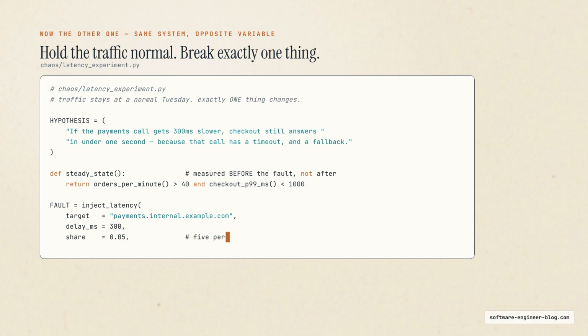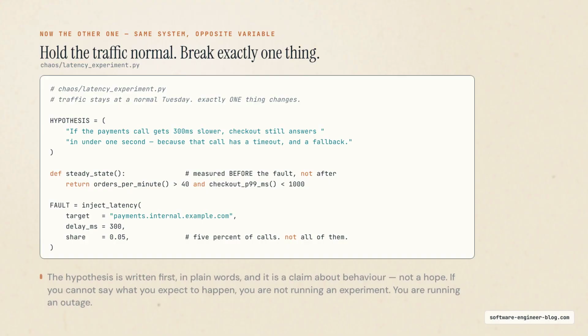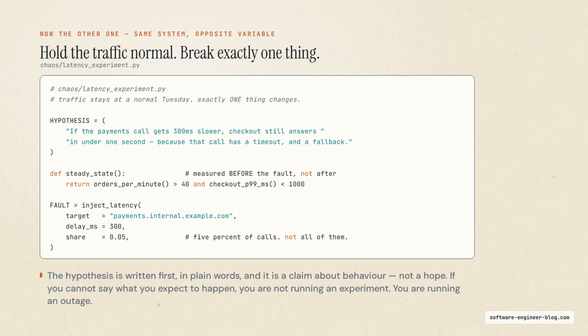Underneath it is the steady state, a small function that says what healthy looks like right now, and it is measured before you touch anything, not afterwards. More than 40 orders a minute and checkout answering in under a second for the slowest 1%. And then the fault itself. Add 300 milliseconds of delay to the payment service. And look carefully at that last line. Share 0.05, 5% of the calls, not all of them. That single number is the difference between an experiment and an incident.